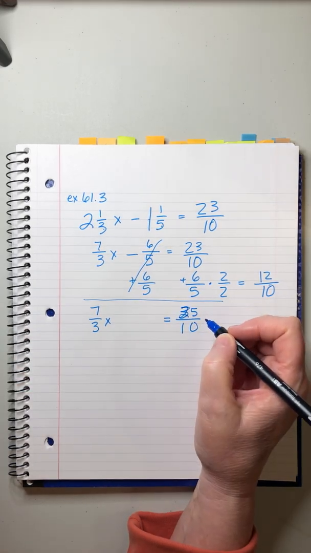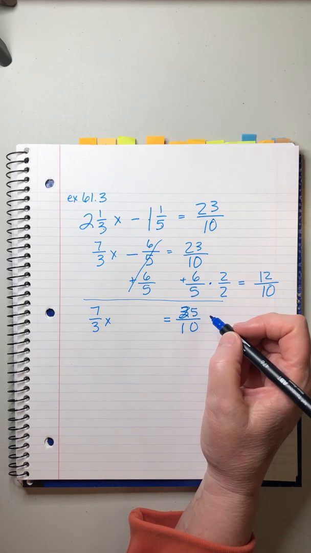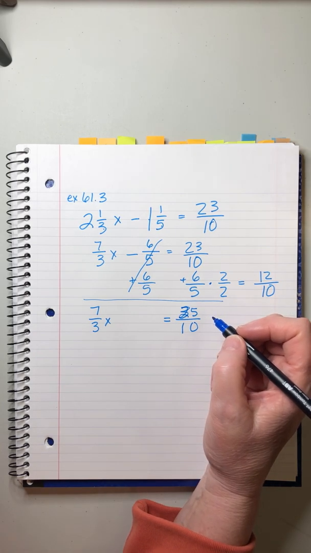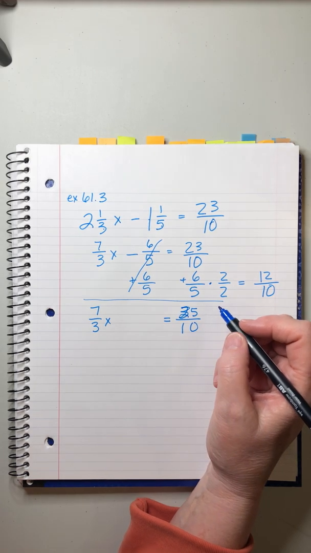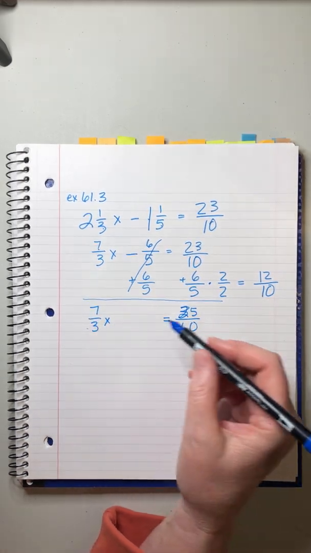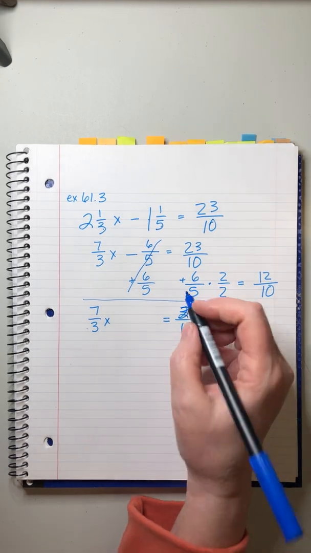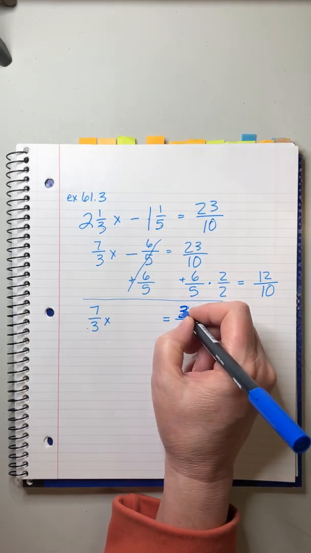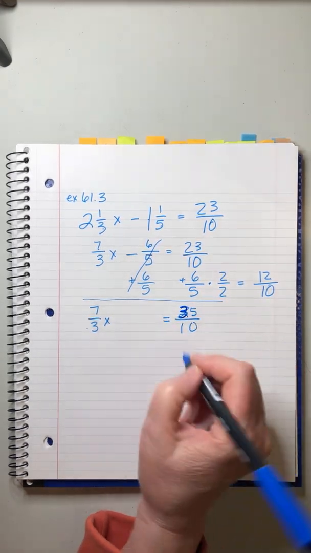Now we get 35/10. Ooh, 35/10. We can reduce that, can't we? Well, let's bring the last piece of it over before we reduce, because sometimes it's helpful to leave numbers big and get all the pieces together.